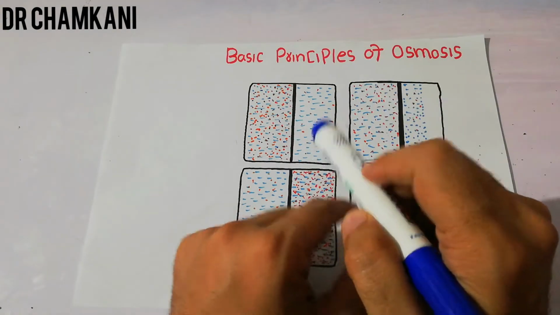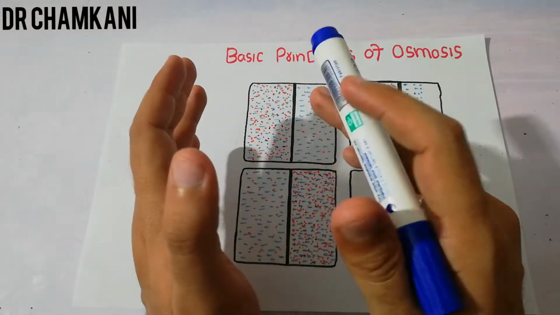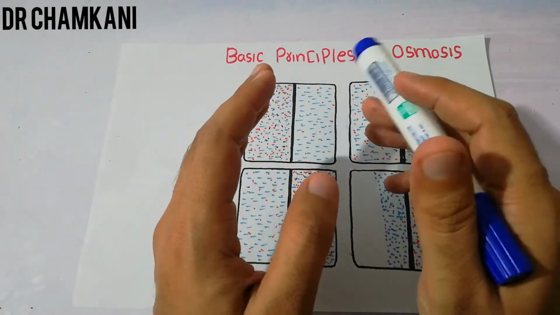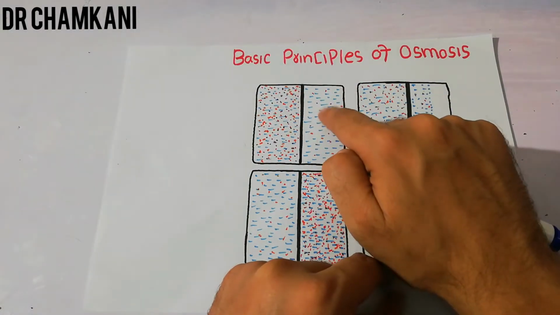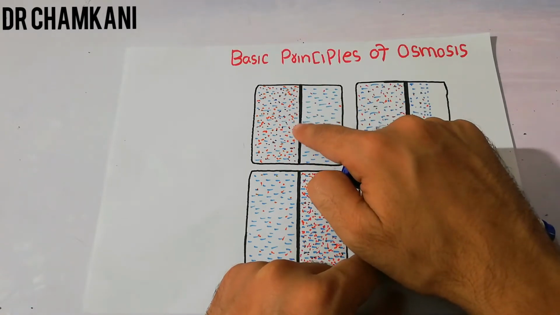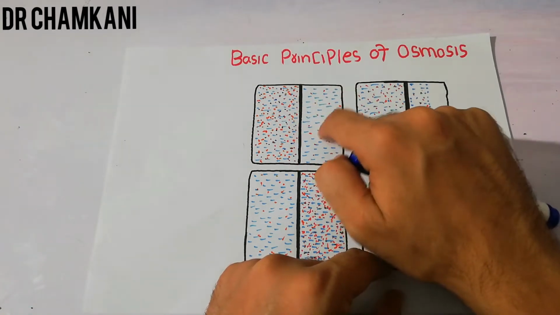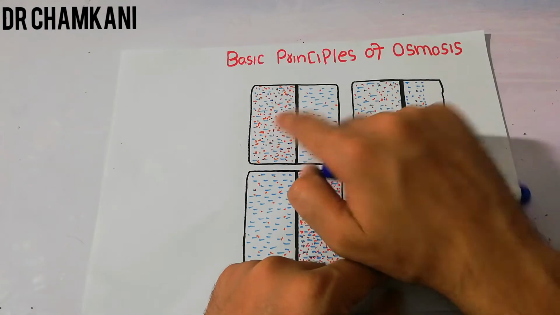Osmosis is basically the movement or the diffusion of water molecules across a selectively permeable membrane. It is the movement of water molecules through a selectively permeable membrane from a region of high concentration of water to one that has lower concentration of water.